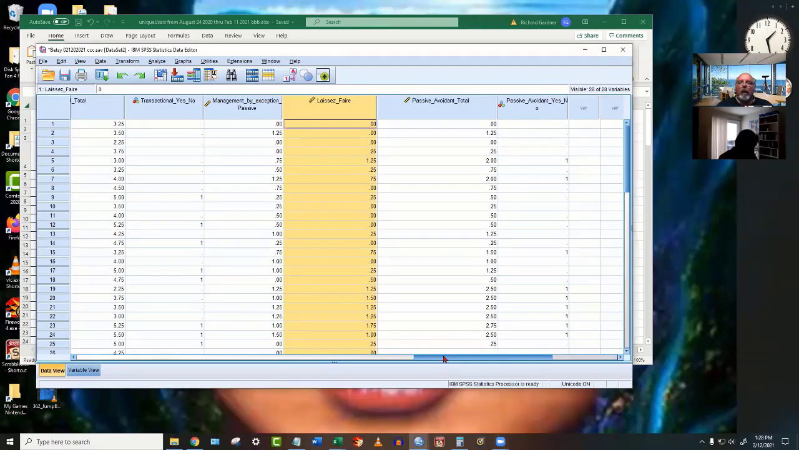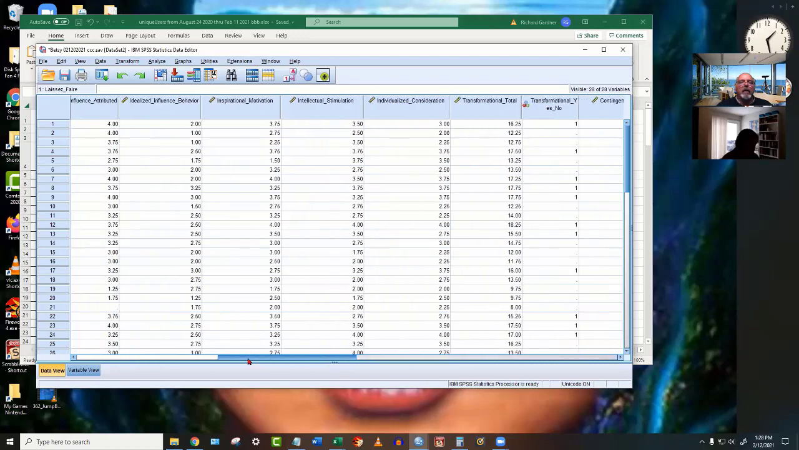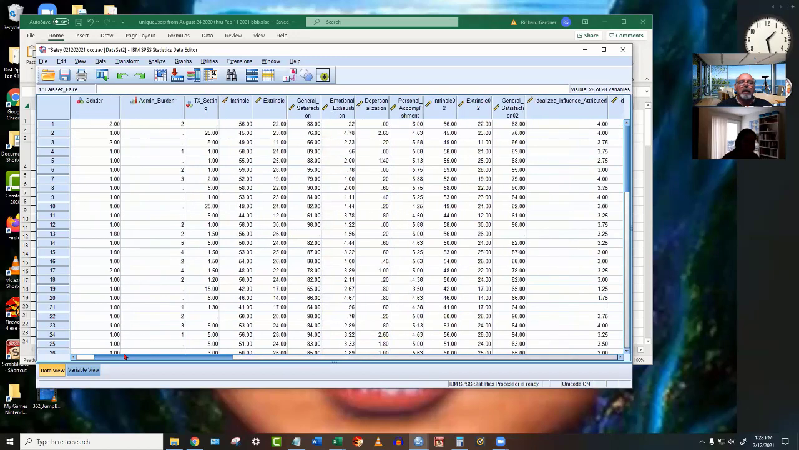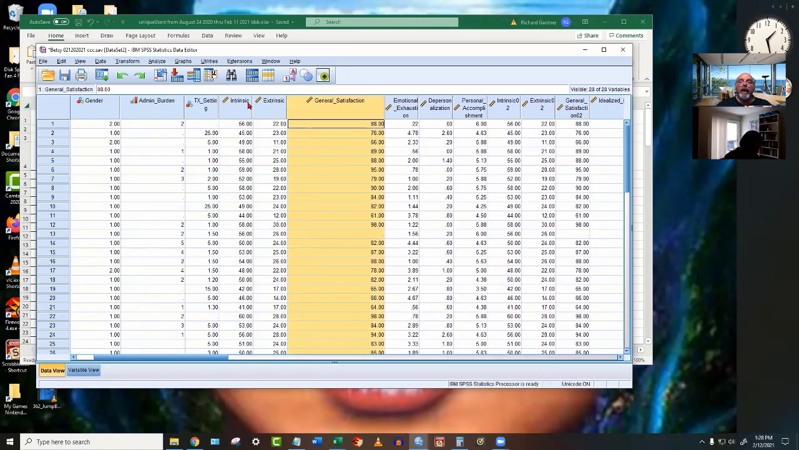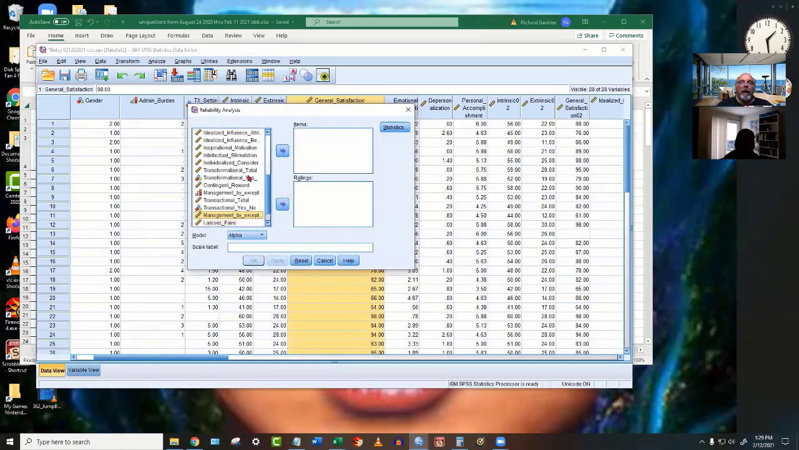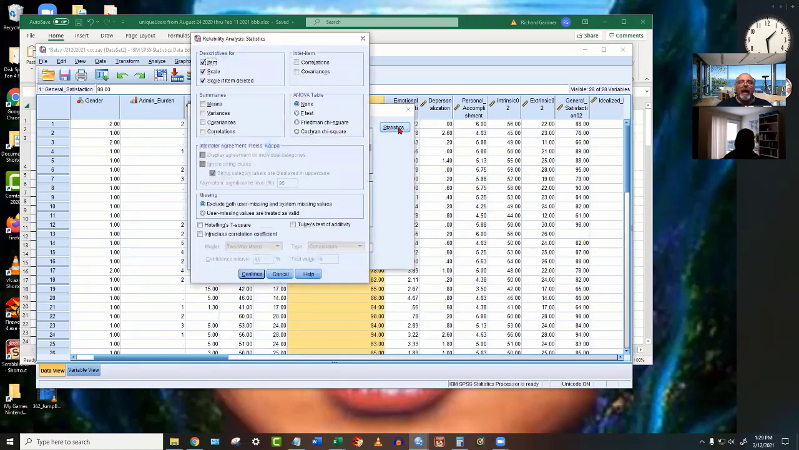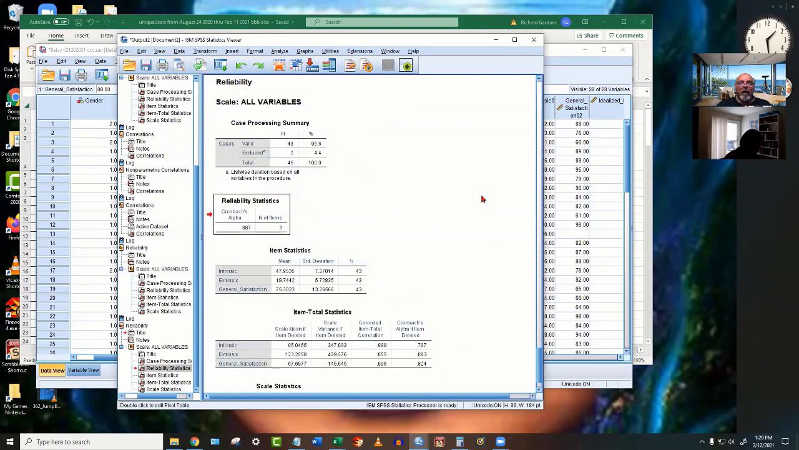Okay, so then we would do Cronbach's for job satisfaction, which is three subscales: the intrinsic, extrinsic, and general satisfaction. So here's the first three. Analyze, scale. Intrinsic, extrinsic, and general satisfaction. Your Cronbach's alpha is 0.887, way higher than 0.7. So those three do well.